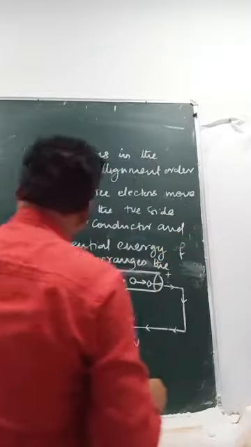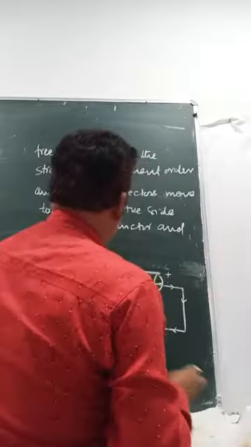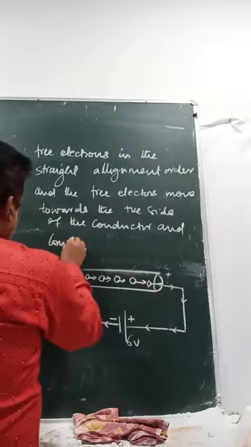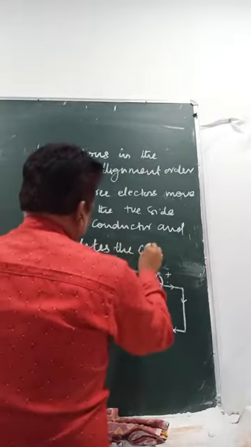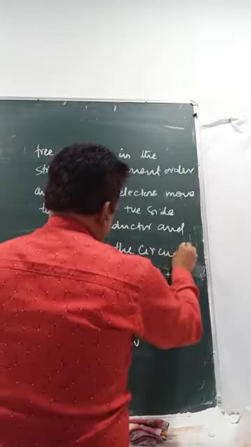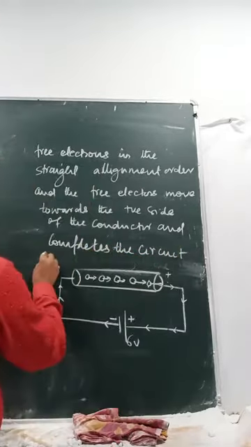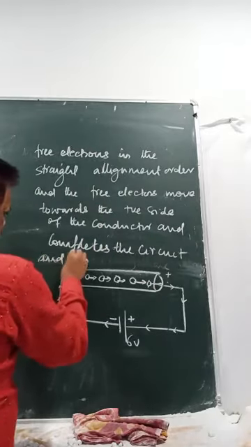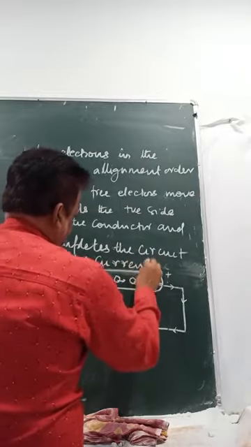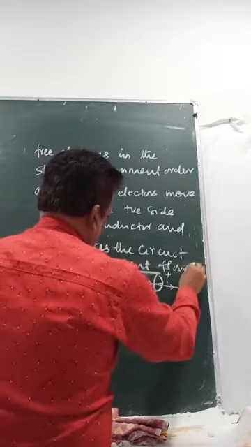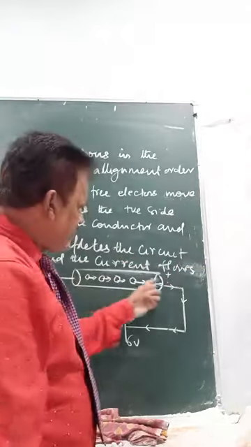And completes the circuit when the current flows. Complete the circle means they move like this.